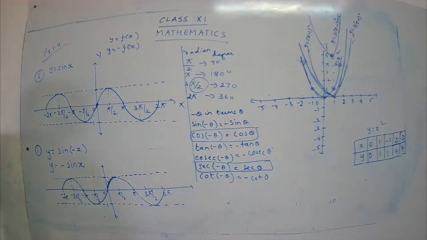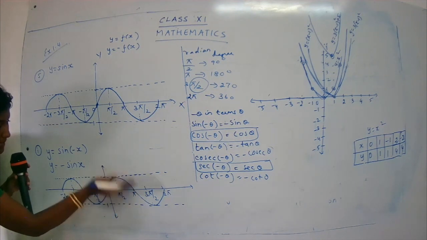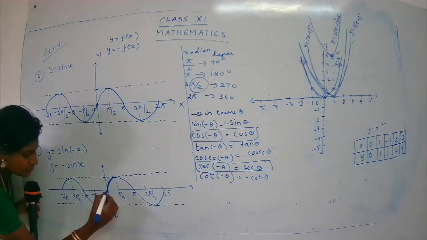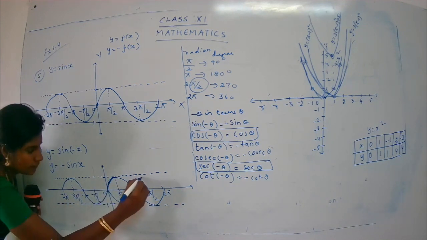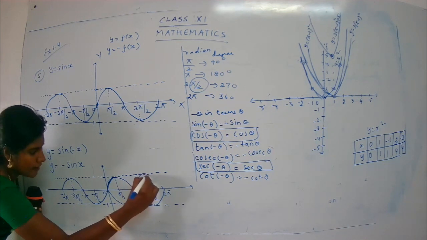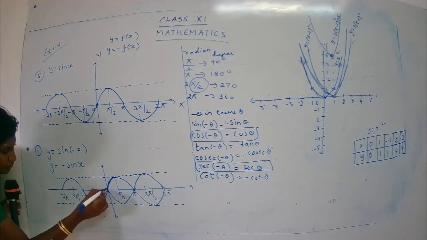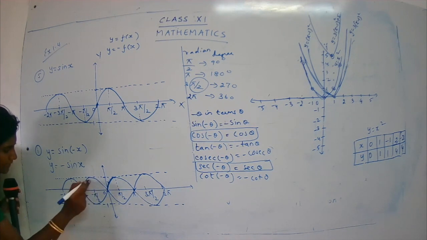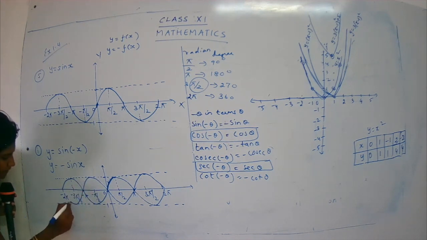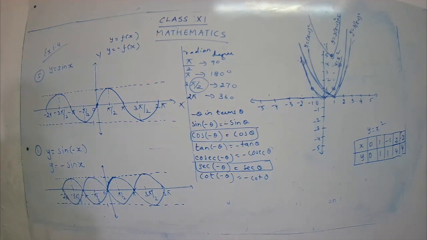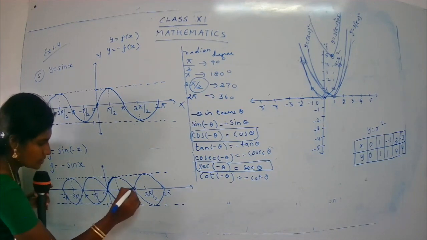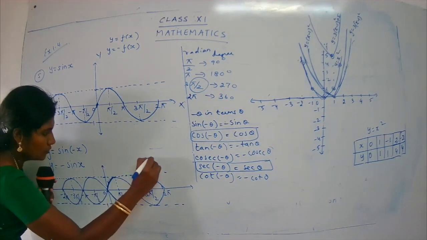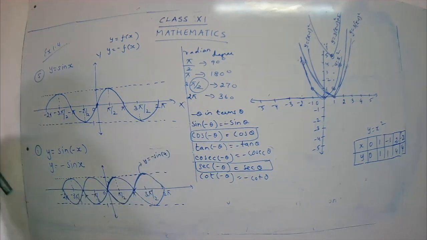So mirror image about the x-axis. This is our x-axis. In the same manner, just repeat it this way. Here again from the top, and 2 pi. Here it goes to pi, minus pi by 2, 3 pi by 2 and 2 pi. See, this was the new one. So this curve is y is equal to minus sin x.